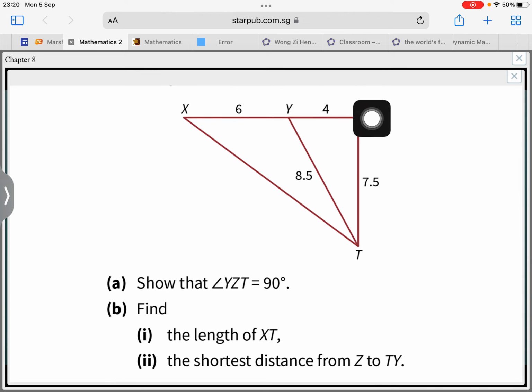The rest will just be your simple Pythagoras theorem. They ask you to find the length of XT. To find the length of XT, we know that this is a right angle triangle. I know this is 10, I know this is 7.5, I can find the hypotenuse. So by Pythagoras theorem, XT square will equal XZ square plus TZ square. So your XT square, your hypotenuse square, will equal 10 square plus 7.5 square.